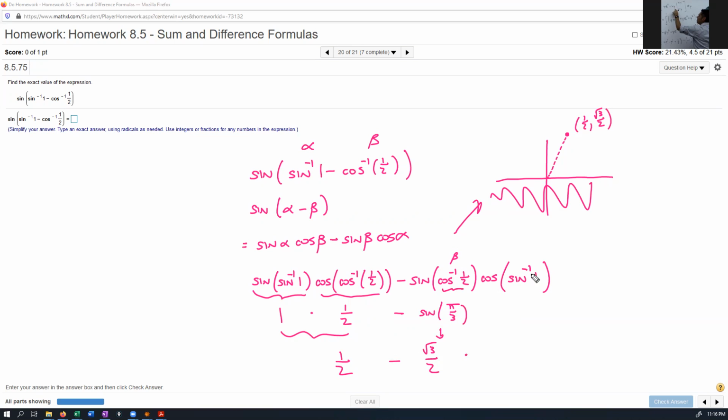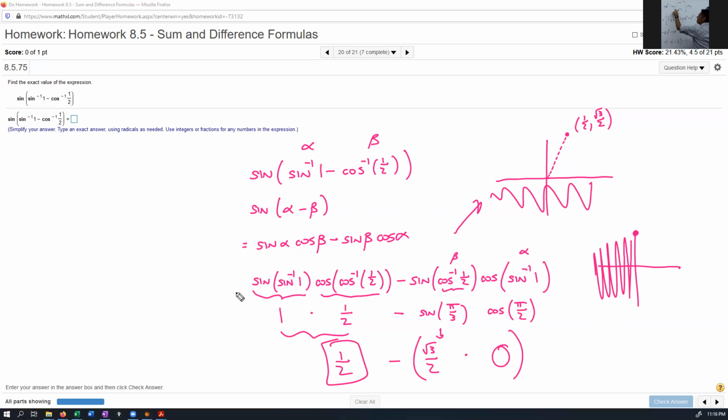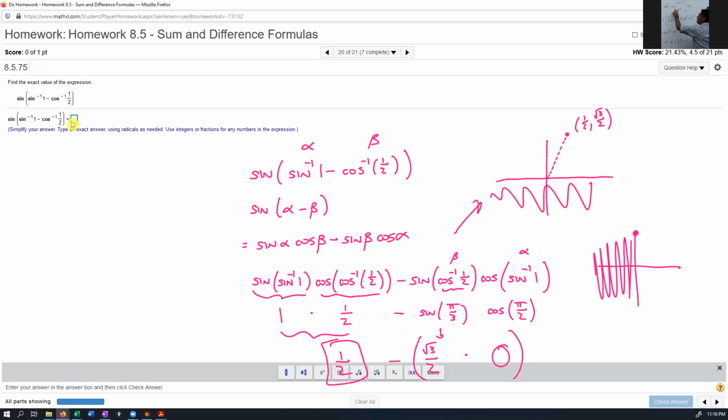So sine inverse of 1, this is your alpha. That's saying that doing sine inverse, you have to be in the first or fourth quadrant. And so where is the y coordinate 1? That's going to be up here at pi/2. So this is really just cosine of pi/2. The cosine of pi/2 is the x coordinate here, which is 0. So that just kills this off. That all goes away. So all you're left with is 1/2. Let me check this one.